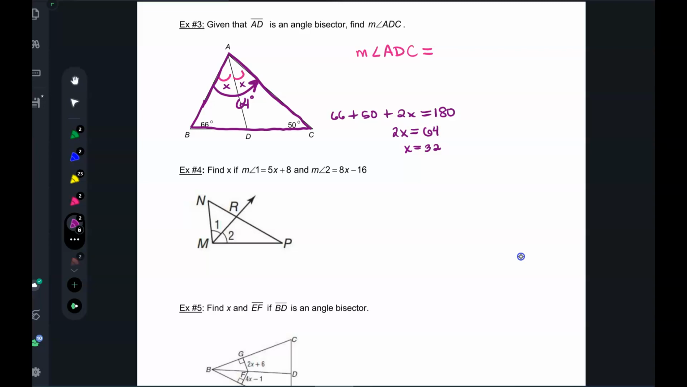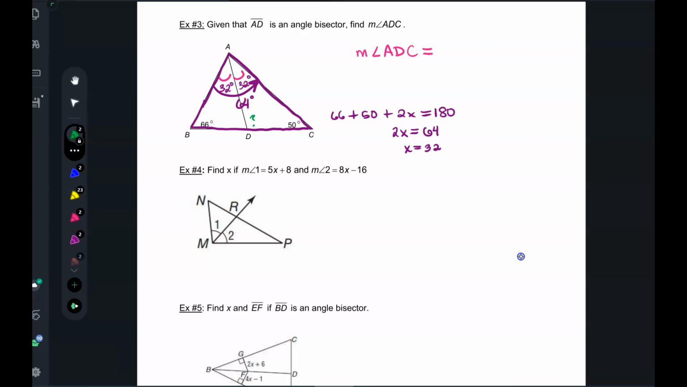I don't get your way. Can you explain your way? All you have to do is see the big triangle? Ignore the angle bisector. These three have to add up to 180. So 66 and 50 add up to 116. If I take 116 from 180, I get 64. So it would be 64 equals 32. Okay, so I get 32 degrees for each of these. But what am I actually looking for here? I'm looking for this one.